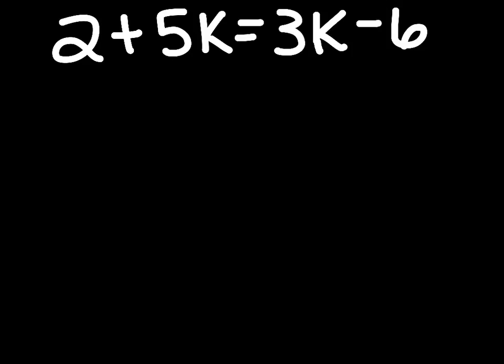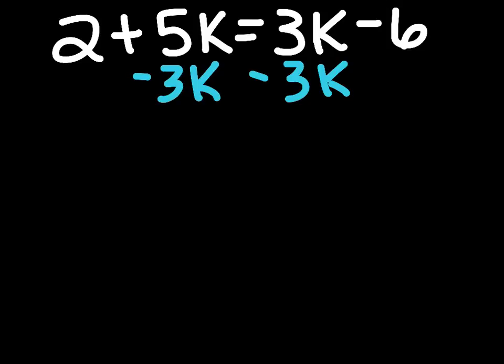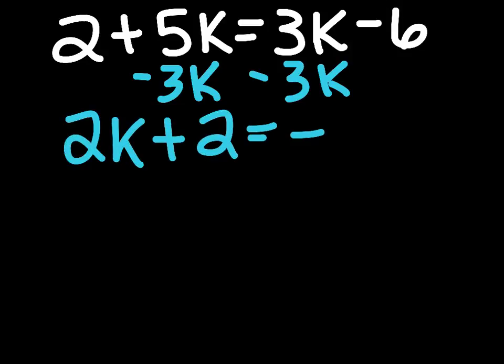So when you're looking at this, you can tell that there are two variable terms, 5k and 3k. The first thing we want to do is get them on the same side. So we're going to do what we learned in previous lessons. We're going to take this 3k, and since it's a positive 3k, we do the opposite, which means we subtract it from this side, and we're going to subtract it from the other side too. So now the equation is 2k plus 2 equals negative 6. But now there's only one variable, so it's all good.